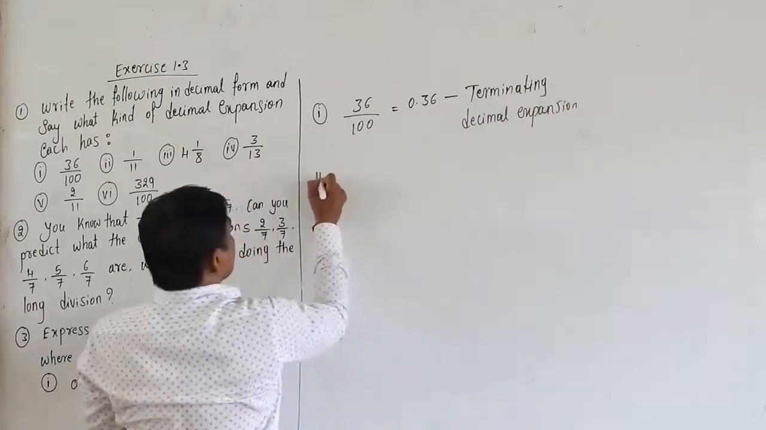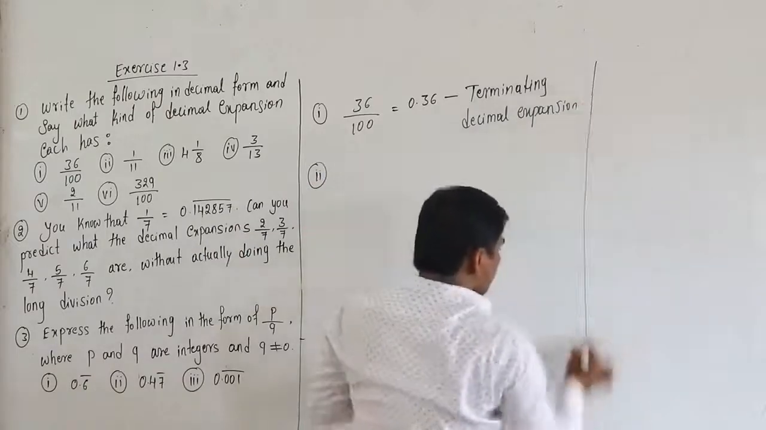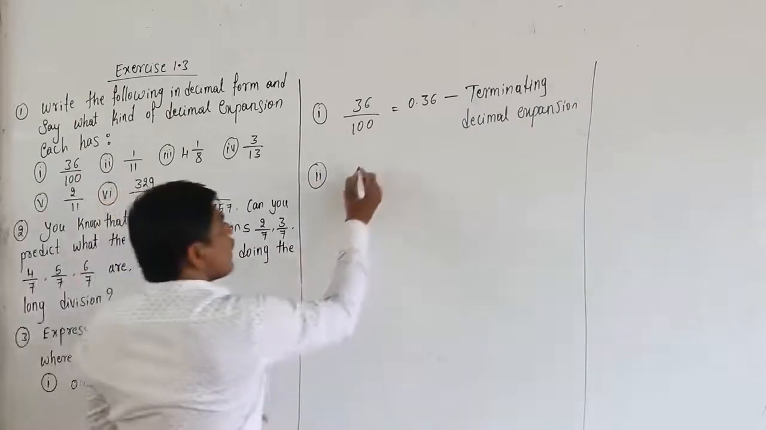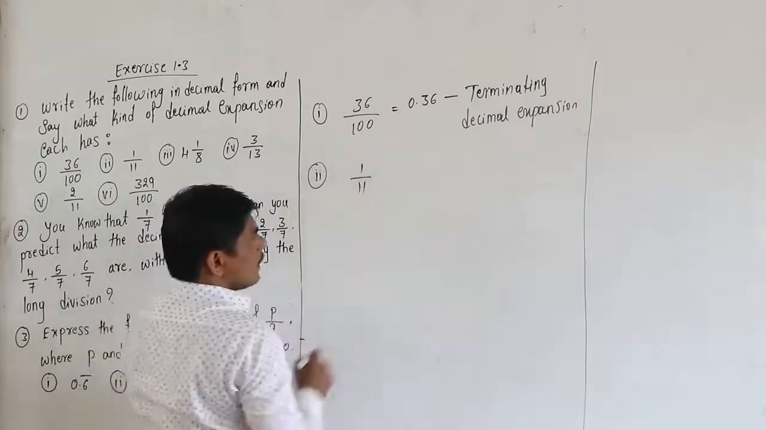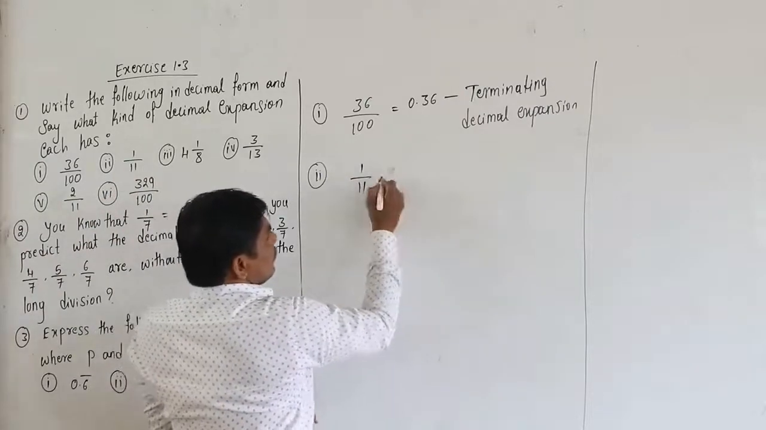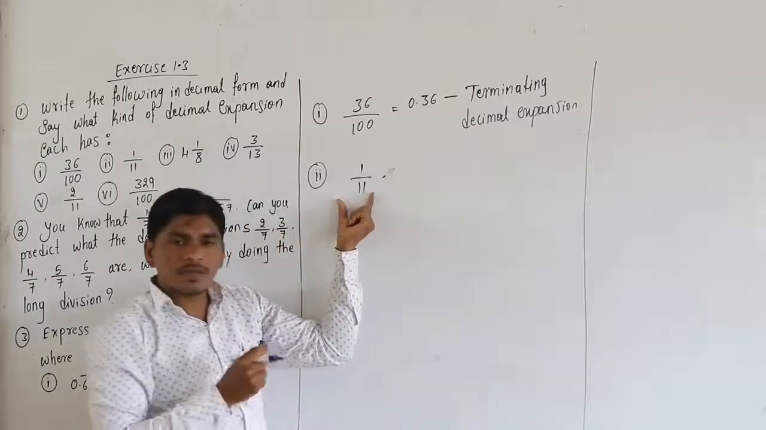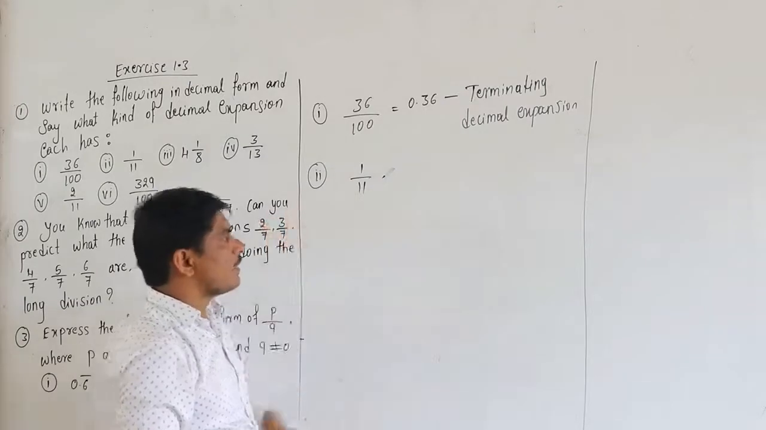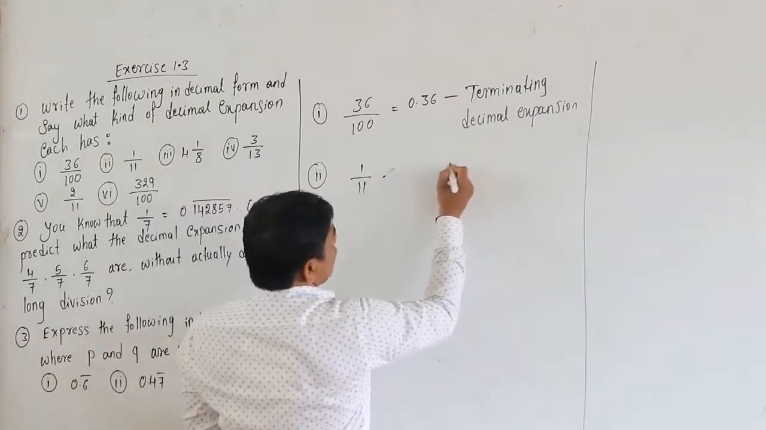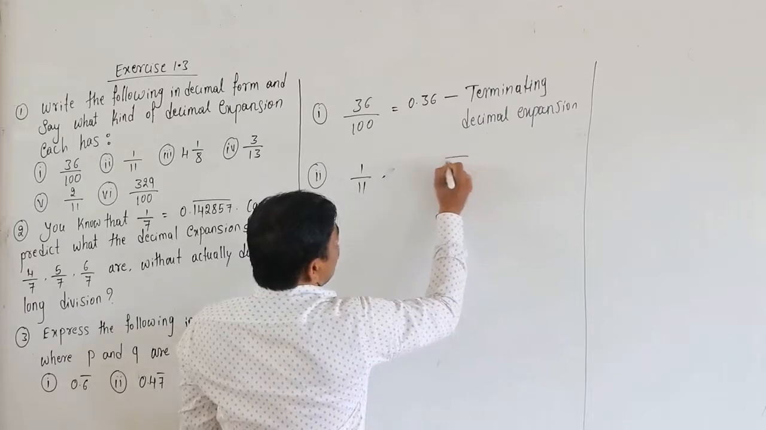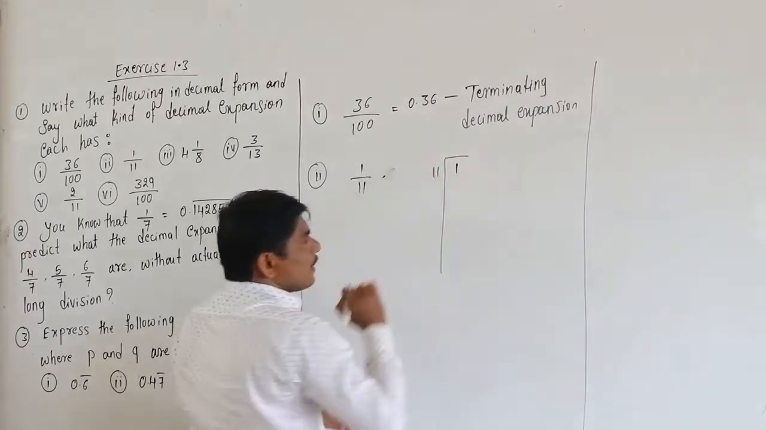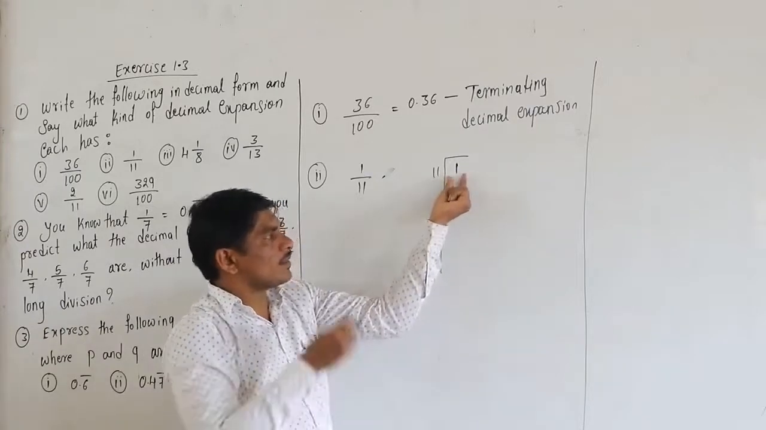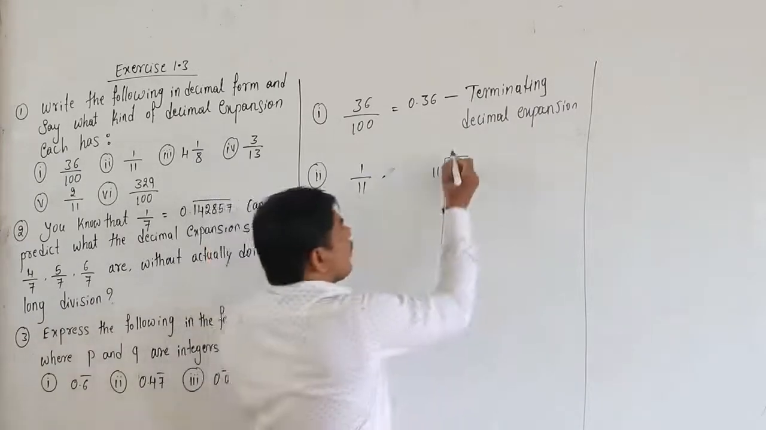And the second question is 1 by 11. Here you take 1 divided by 11. First we are using the long division method. This is a very simple procedure. You already studied it in 5th standard. Here you have to divide it. 1 is not divisible by 11. 1 is smaller than 11. Take a point and 0.